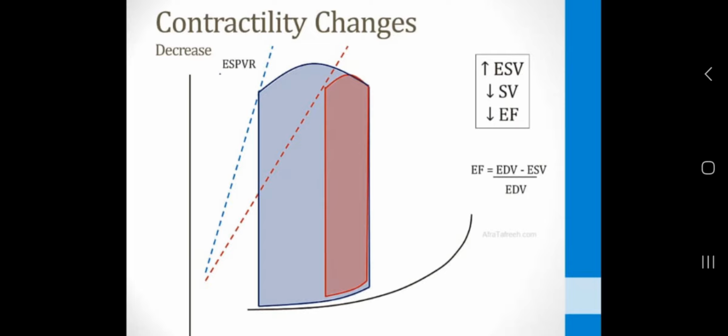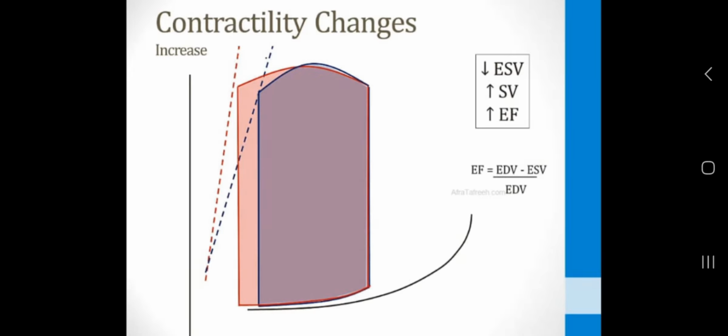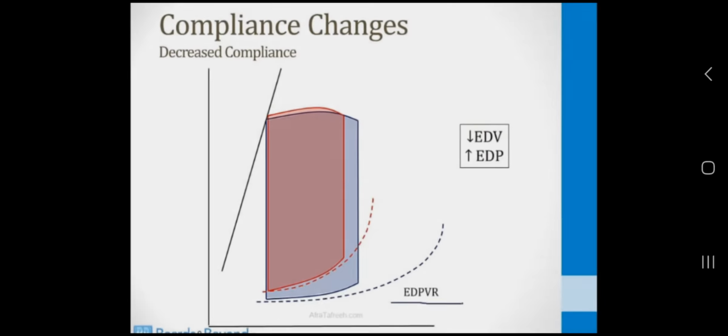Whenever contractility is decreased, it will be shifted to the right, so end systolic volume will be increased, stroke volume will be decreased, ejection fraction will be decreased. It is for decrease in contractility. Whenever contractility increases, that will shift to the left side. End systolic volume will be decreased, so the difference between end diastolic and end systolic will be increased. So stroke volume will be increased, due to which ejection fraction will be increased.